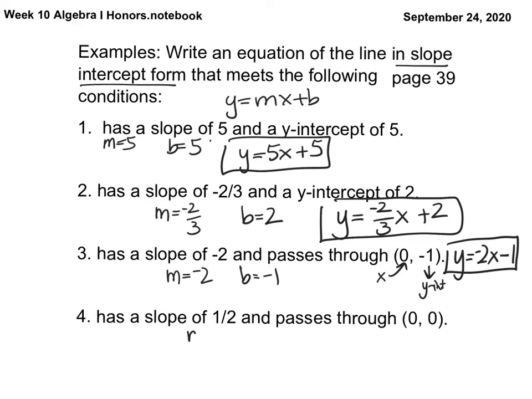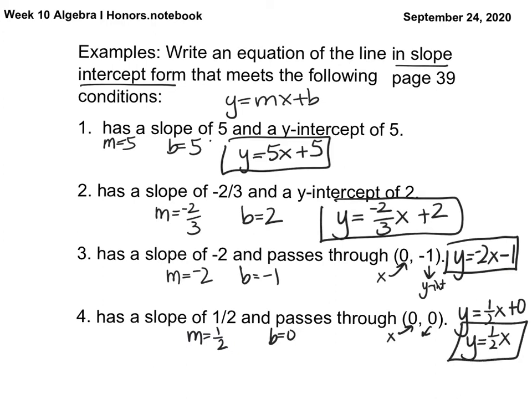For number 4, my slope equals 1/2, and it passes through 0, 0. So since my x is 0, then my y-intercept is also 0. Y equals mx plus b. I'm going to substitute 1/2 in for m. People will put plus 0, but the best answer is y equals 1/2 x, and that's it.